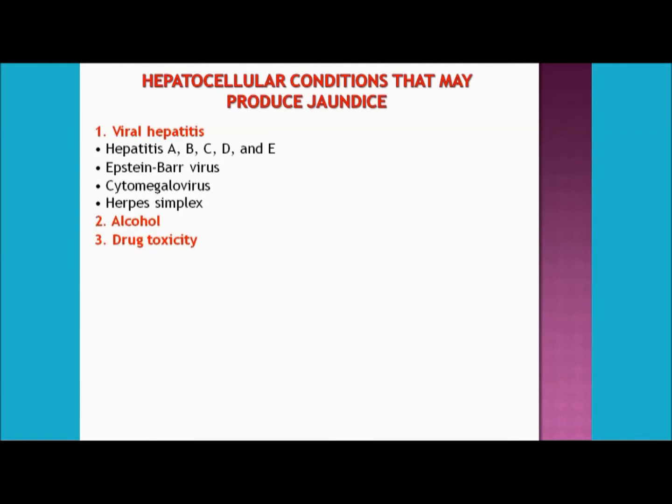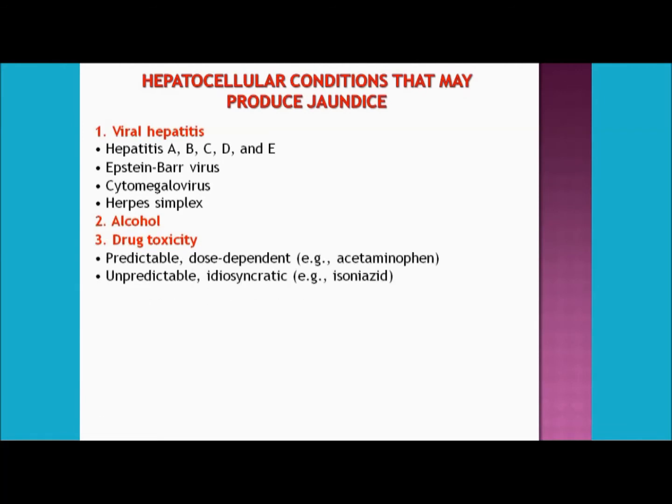Next one is drug toxicity. So what are the drugs? Predictable drug toxicity is dose dependent. In the case of acetaminophen, it is nothing but paracetamol, right? It is hepatotoxic in nature, we know that. But this is predictable. We know that paracetamol has a tendency to affect the liver, right? But unpredictable or idiosyncratic drug toxicity is caused by drugs like isoniazid, right?